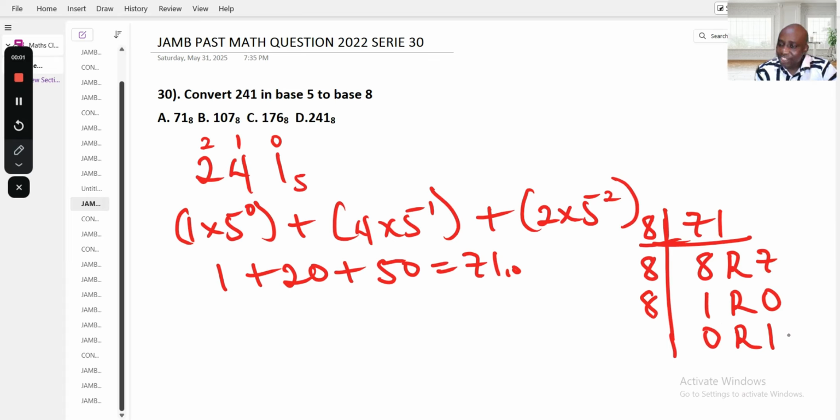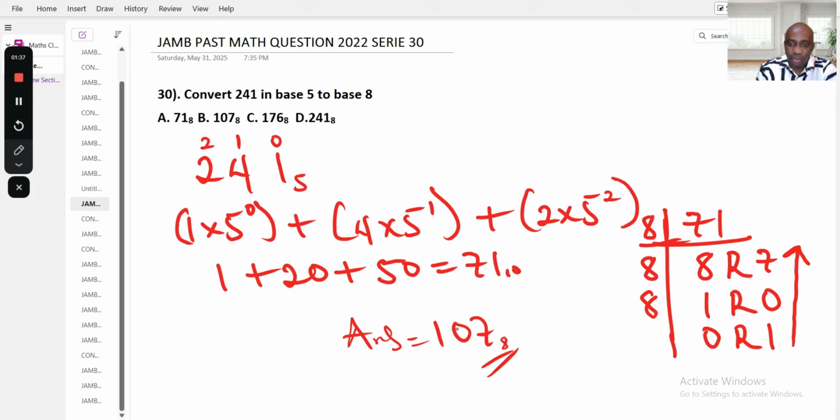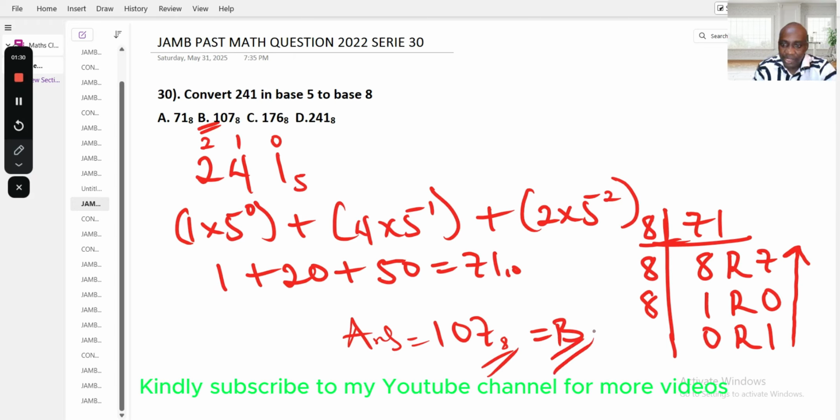Now, if you want to write your answer, you will write it from down upward like this, because we have converted this to base 8. You will start from 107. Our final answer is 107 in base 8. That's our final answer. Do we have 107? Yes, B. Final answer is B.